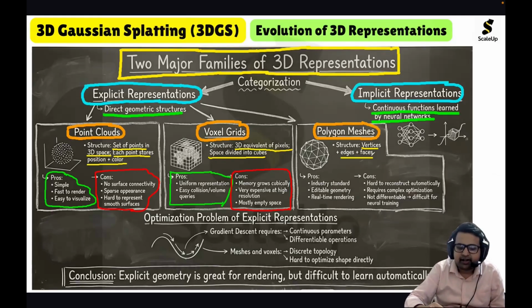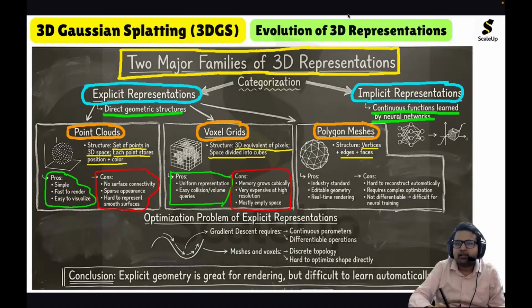So vertices are connected by edges to form faces, usually triangles. So this is also one of the ways of representing 3D representation. For 3D representation, we can have point clouds, we can have voxel grids, we can have polygon meshes.